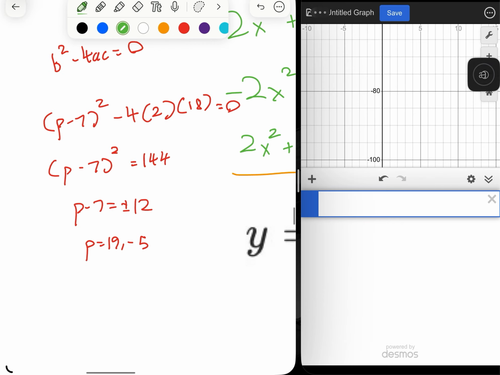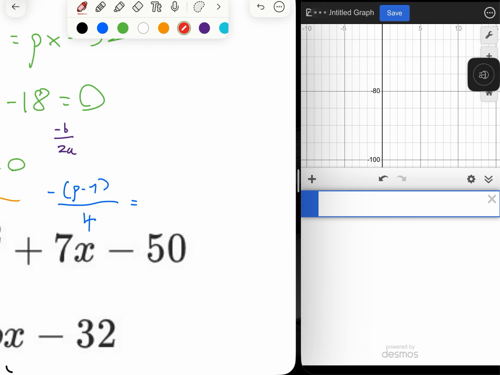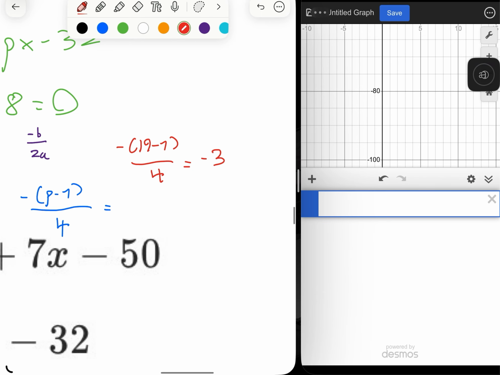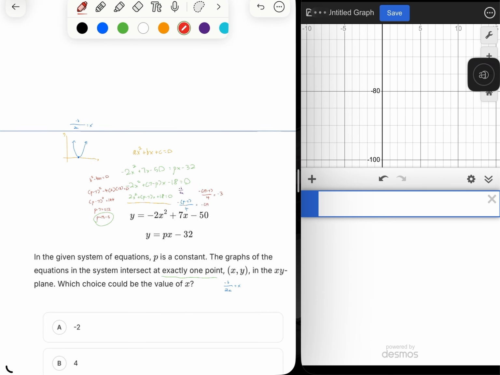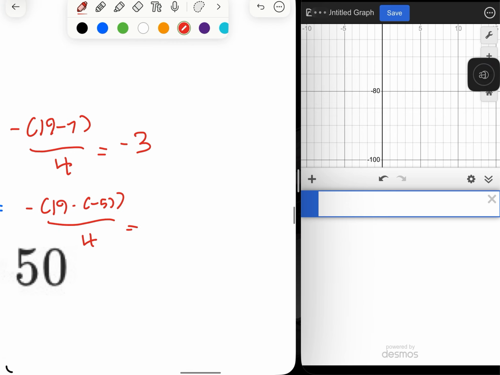Remember how we had two values for p, 19 and negative 5? So let's plug those in. The first one, you have 19 minus 7 over 4. That gives you negative 3. And then you have negative 19, what was the other? Okay, so you have negative 5, minus negative 5 over 4. That gives you negative 19 plus 5, which is 24.